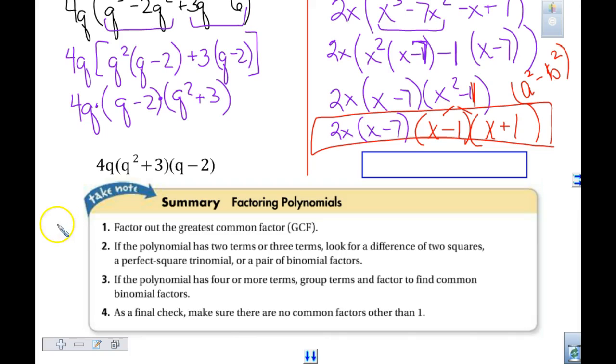So key thing with factoring, always look for that greatest common factor first. Variable, make sure you include the variable with it. If it has 2 terms or 3 terms, look for the difference of 2 squares, right? Difference of 2 squares, that is your a squared minus b squared. Perfect square trinomial. That's the a squared plus 2ab or minus 2ab plus the b squared. Or a pair of binomial factors. That's where you can just factor like we did at the beginning, x squared, like we just did, our 2 parentheses. Polynomial has 4 or more terms. Group them to find common binomial factors.